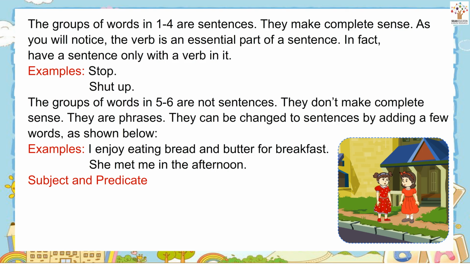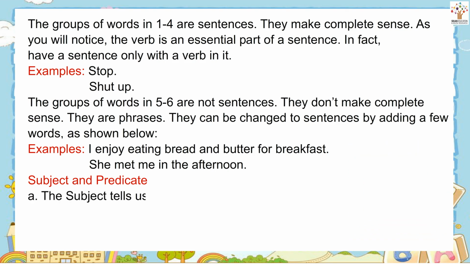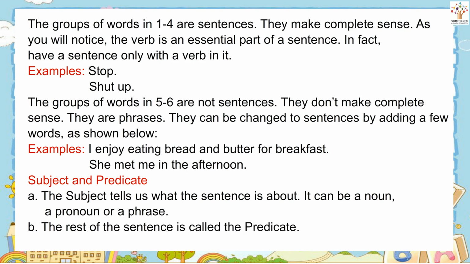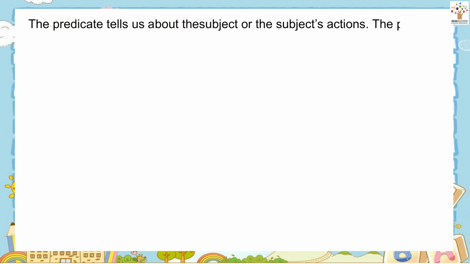Subject and predicate. The subject tells us what the sentence is about. It can be a noun, a pronoun, or a phrase. The rest of the sentence is called a predicate. The predicate tells us about the subject or the subject's actions. The predicate always contains a verb.